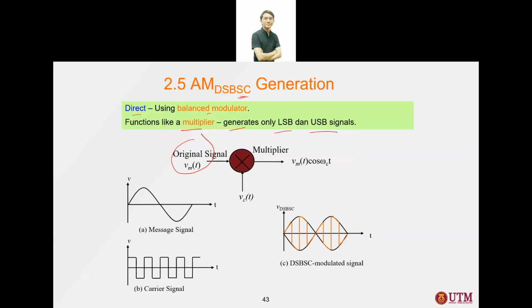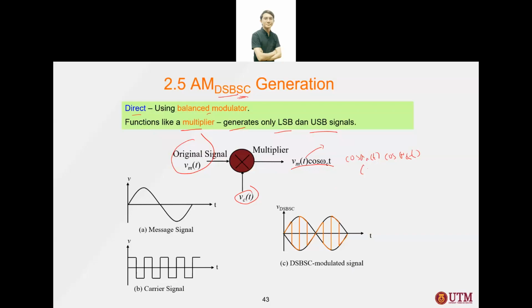So you have the original signal, and then you have Vc as the carrier component. Mix them up and you're going to have double sideband suppressed carrier. Vm cos omega c t. Here for Vm we can add more, let's say cos omega m t, times cos omega c t.